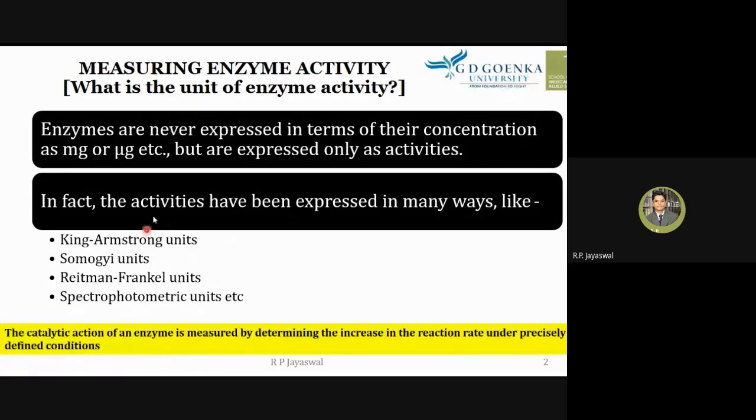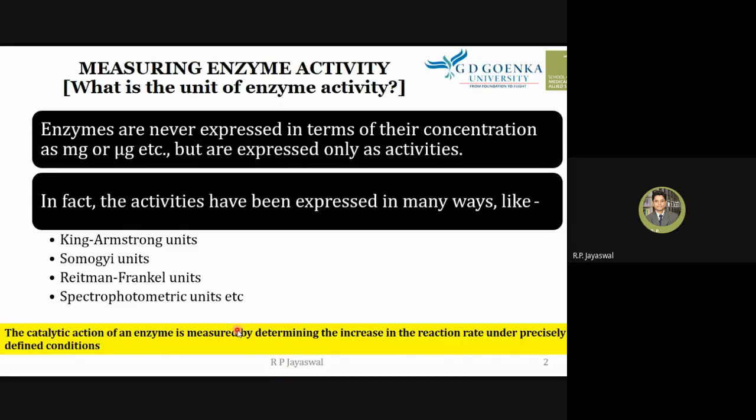The catalytic action of an enzyme is measured by determining the increase in the reaction rate under precisely defined conditions. Enzymes usually catalyze a biochemical reaction. The conditions should be precisely defined, like optimum temperature, optimum pH, optimum ionic concentration. Under precisely defined conditions, we need to know which enzyme is catalyzing the reaction, and if we can measure the increase in the reaction rate, then we can define the enzyme activity. So here the enzyme unit is enzyme activity, not milligram or microgram.